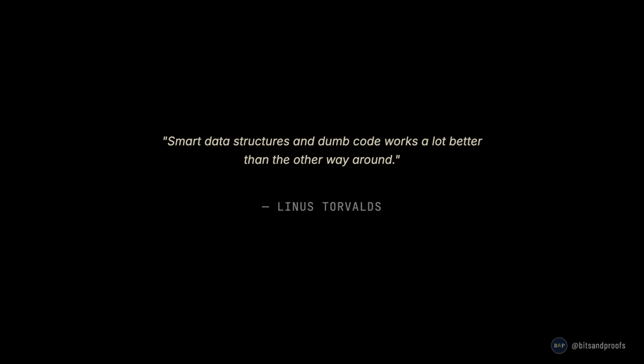Smart data structures and dumb code works a lot better than the other way around, Linus Torvalds, which is exactly what the lookup trick proves. The right data structure removes the need for clever code. A hash set turns nested loop quadratic into single loop linear. The lesson: choose your data structures carefully and the algorithms get simpler.